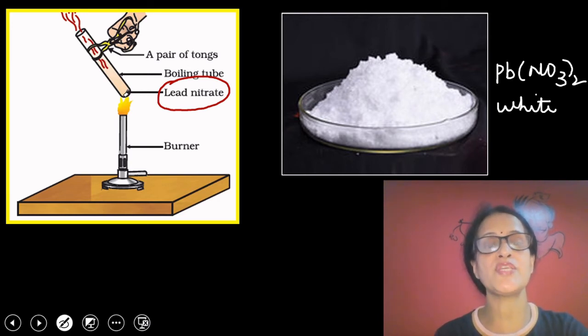During the process of heating, you will observe that the color changes from white to yellow, along with the evolution of a brown colored pungent smelling gas. Color changes from white to yellow because during this process, lead nitrate, which was white in color, undergoes a decomposition reaction and changes into a yellow colored solid, lead oxide, whose formula is PbO, along with the evolution of a brown colored pungent smelling gas NO2, which is nitrogen dioxide.